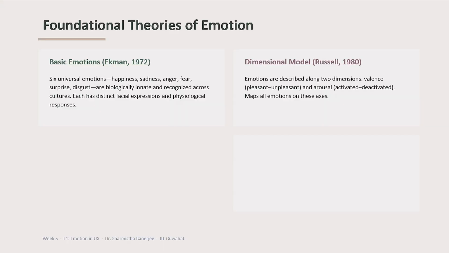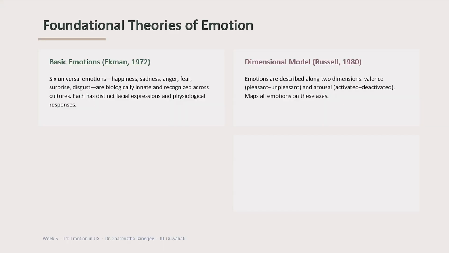Now, just the presence of the emotion is not enough. It needs to be either active or deactive. So that's why the second scale. All emotions can be mapped using these 2 parameters.